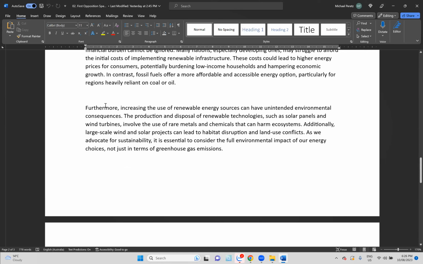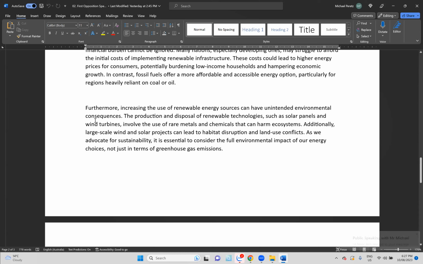Furthermore, so again, signposting, making it very obvious, we've moved on to a new issue. Increasing the use of renewable energy sources can have unintended environmental consequences. So now we're talking about bad things that can happen that we didn't mean to happen. We didn't want that to happen. It's just a consequence of moving to green energy. So the production and disposal of renewable technologies. So now again, we're going to talk about the effect of what happens when these systems start to break down and we need to fix them or we need to upgrade them.